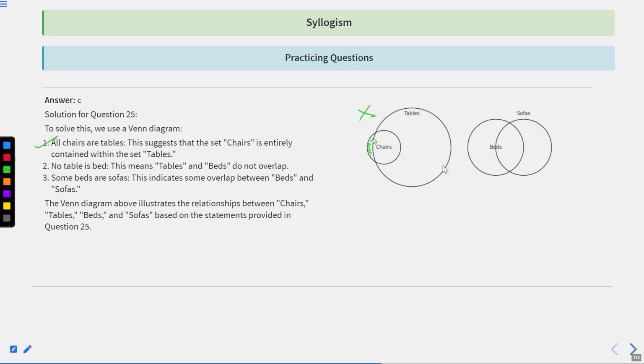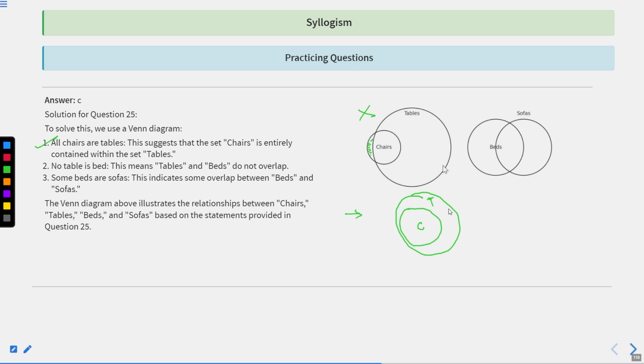Some of the chairs, according to this Venn diagram, is not within the table. Therefore, this is not the correct representation. The correct representation is this: the circle which is representing chairs, and this is the circle which is representing table, will now be the correct representation of the statement number 1.